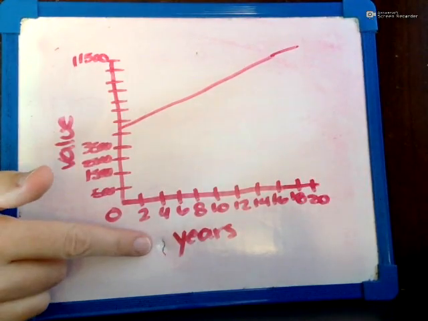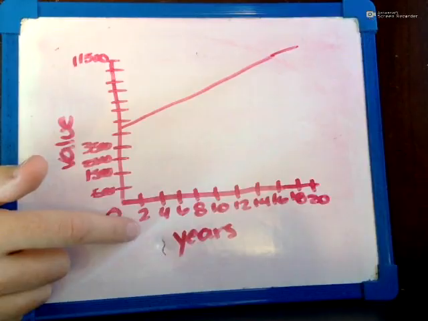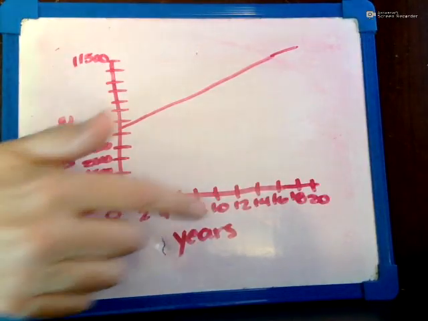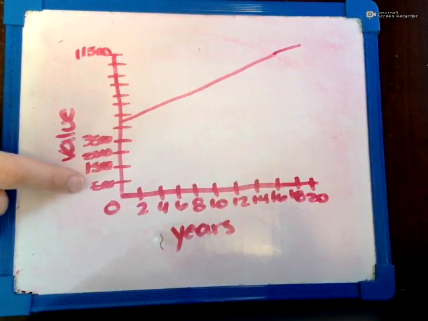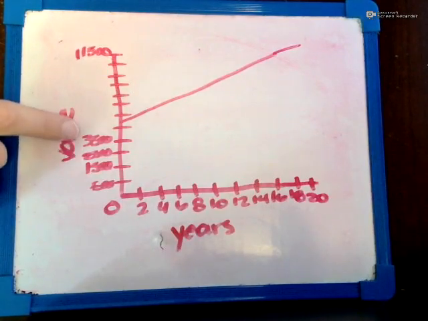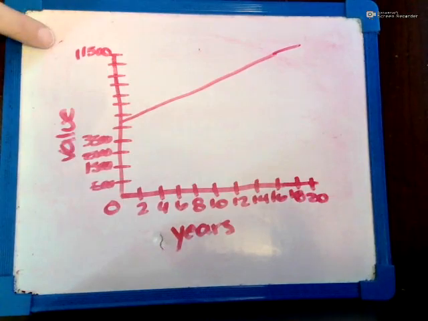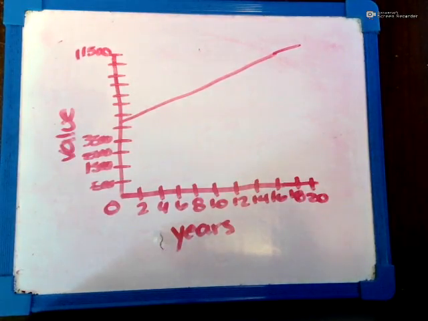So years are going to go on the bottom. They chose to go by 2 years. Every 2 years: 2, 4, 6, 8, 10. And then value is up here, and they started at 500 and then went 1,500, 2,500, 3,500, all the way up to 11,500. So this is roughly what your graph is going to look like.